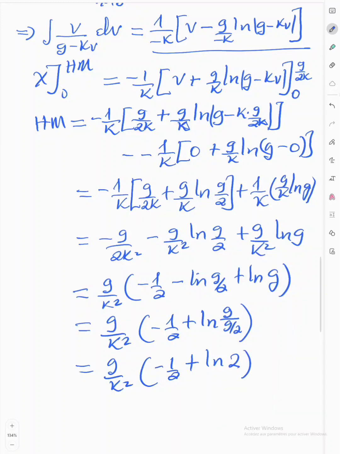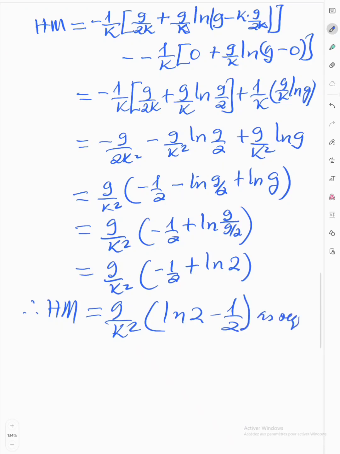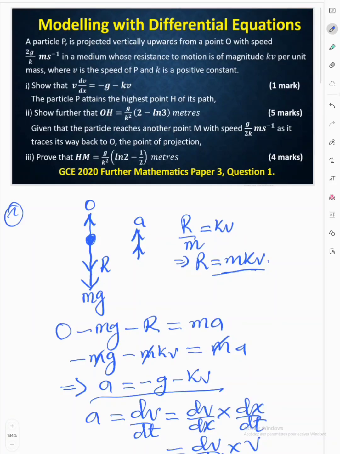So we have that the distance hm equals g all over k squared into ln 2 minus half as required. We were asked to prove that hm equals g all over k squared into ln 2 minus half.